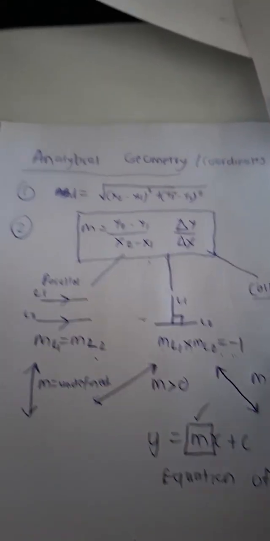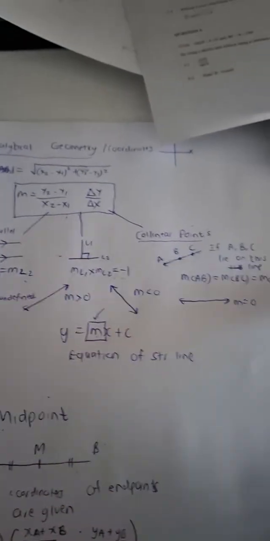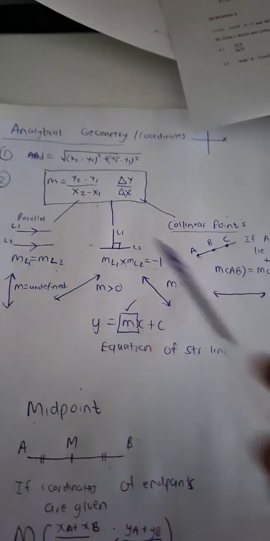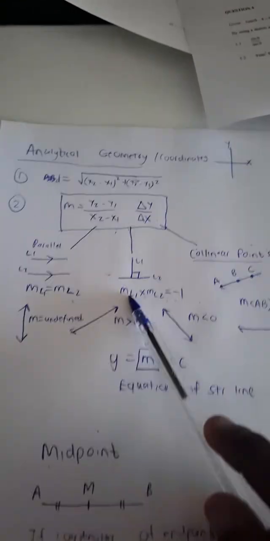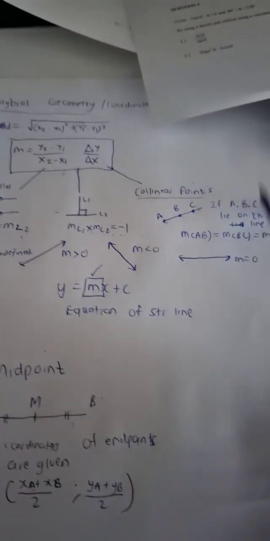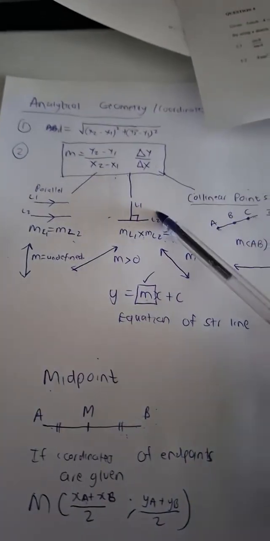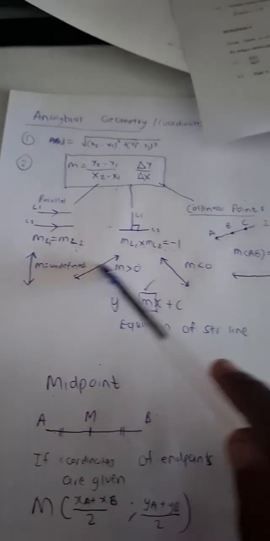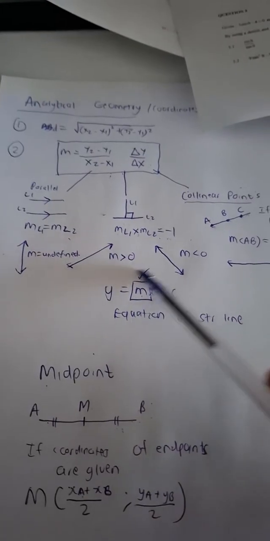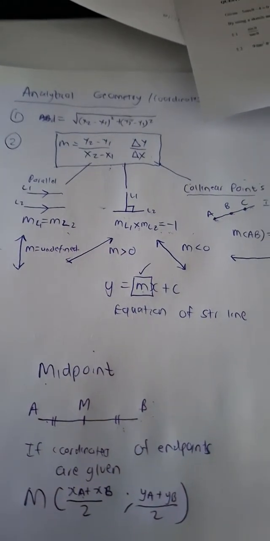Then there's gradient, and I've explained to you to a great degree some of the concepts that underline gradient and what are some of the possible things or scenarios that we can see under gradient for parallel lines, perpendicular lines, collinear points, and then just a general understanding of the direction of a line and what we can expect from the gradient.